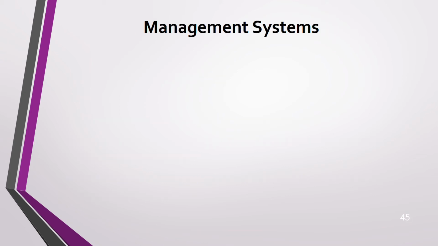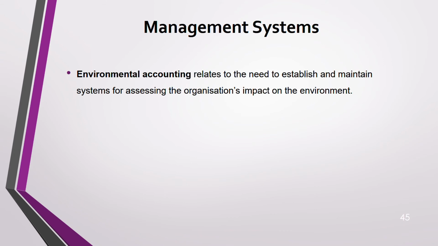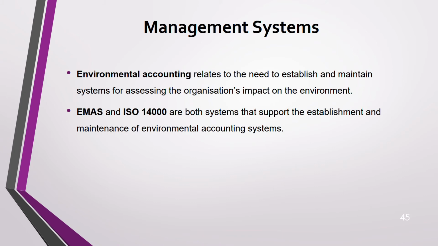Now we are moving to the management system. Okay, this is more about systems. So environmental accounting relates to the systems that you need to establish and maintain to show the organization's impact on the environment. Two such examples are EMAS and ISO 14000. They both are systems to manage the environmental accounting system.